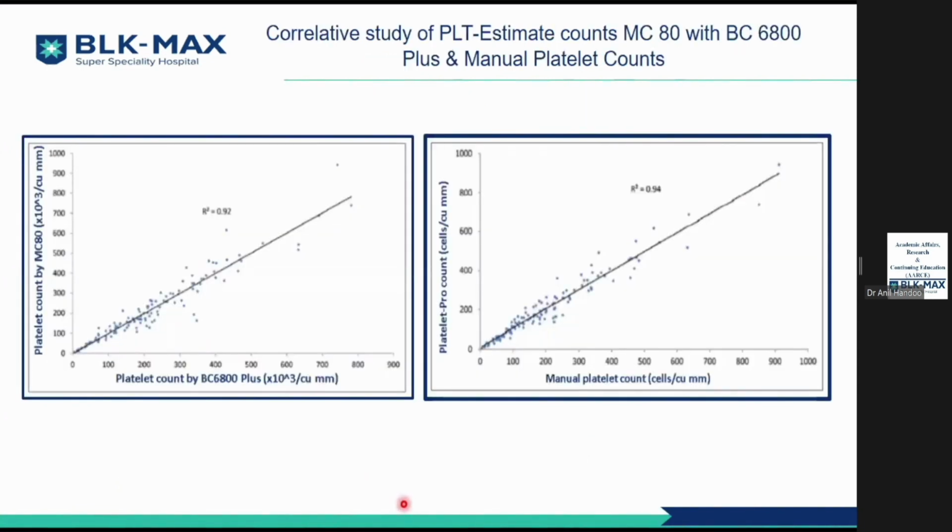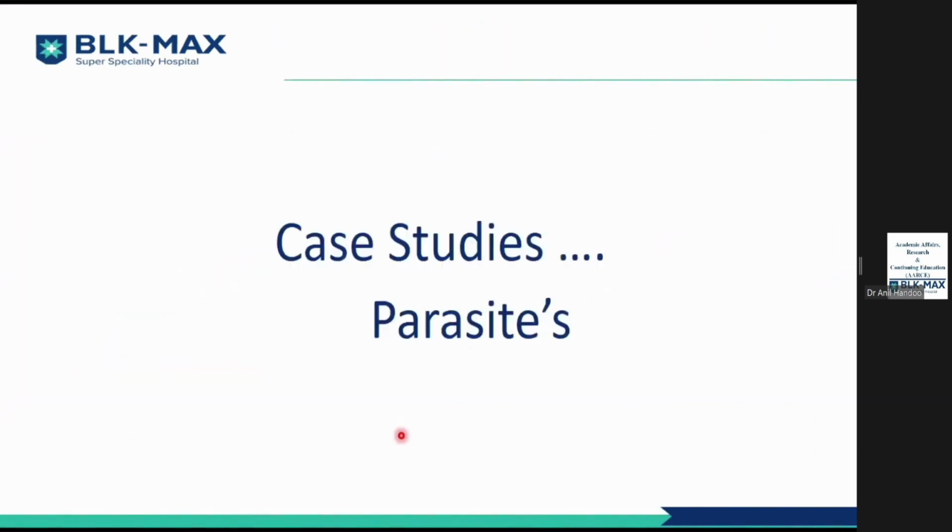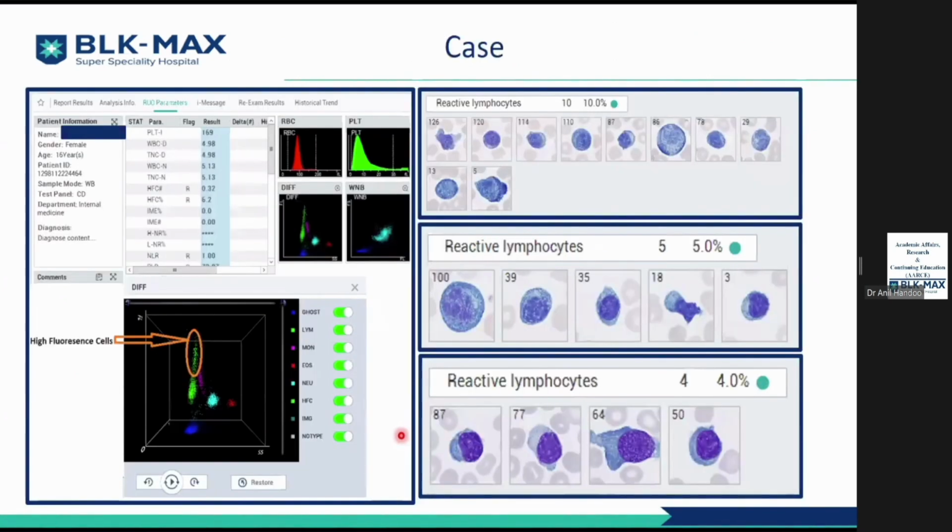And again, we did a study comparing the platelet count by the hematology analyzer vis-a-vis those picked up by the MC80, and also the manual platelet count vis-a-vis the pro platelet counts, and we found a significant correlation with a value of almost more than 0.9. A few studies on the parasites part of it. If you look at the thing with, in fact, we were talking about the dengue illness previously, and my predecessor did talk about it.